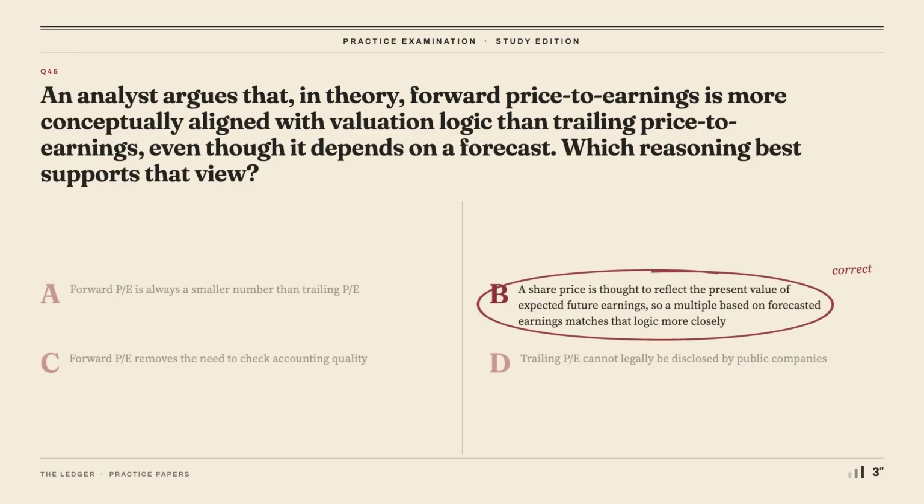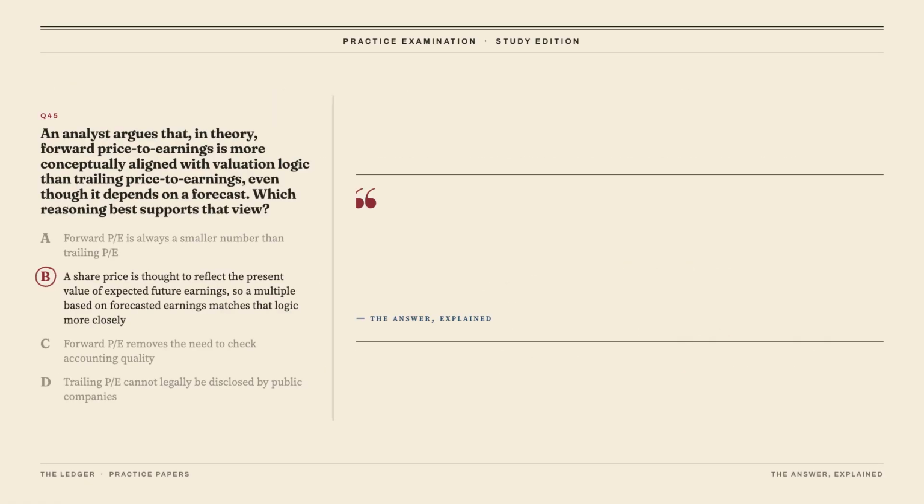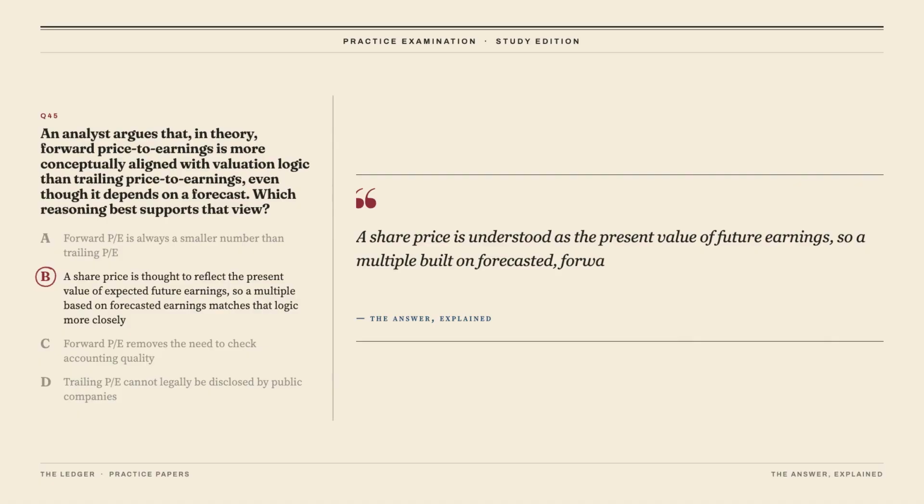The correct answer is B. A share price is thought to reflect the present value of expected future earnings, so a multiple based on forecasted earnings matches that logic more closely. B is correct because a share price is understood as the present value of future earnings, so a multiple built on forecasted, forward-looking earnings aligns more naturally with what price is supposed to represent. That conceptual match is why forward PE is favored in theory, provided the forecast behind it is sound.